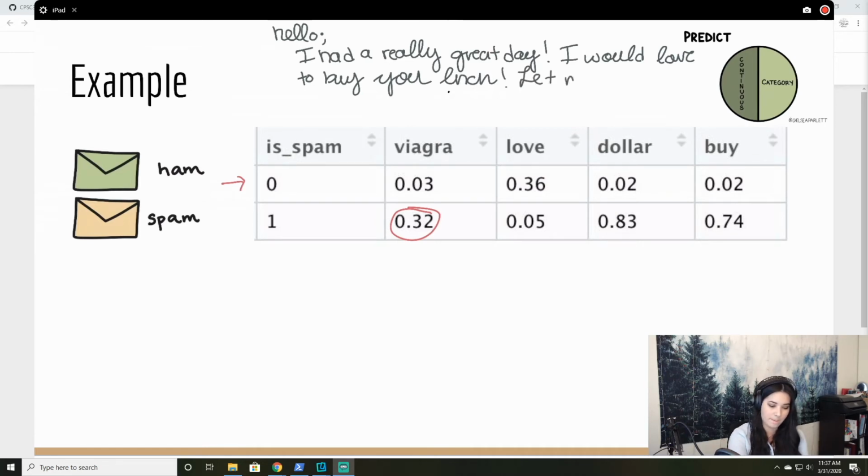Okay, so this is an email and we have the text of the email and we want to classify it as either ham or spam. And we're going to do that based on the 4 variables that we're looking at here.